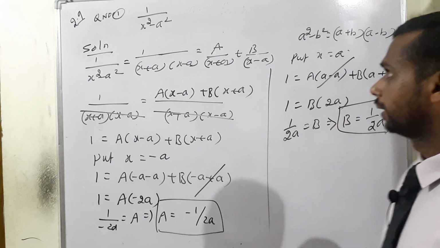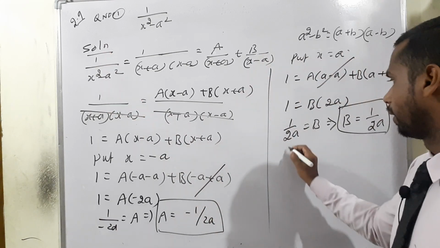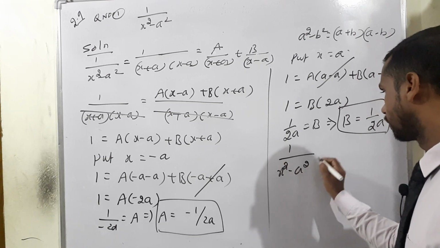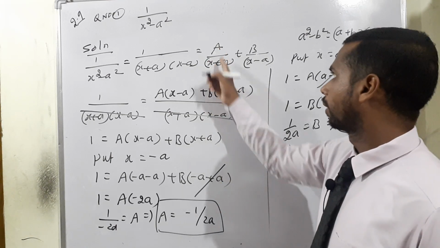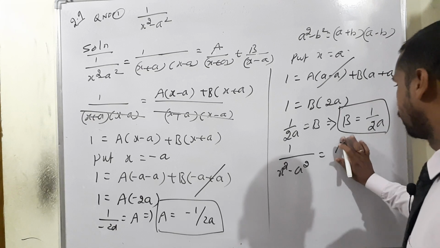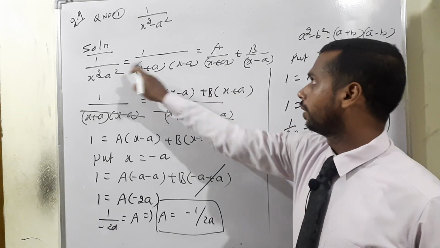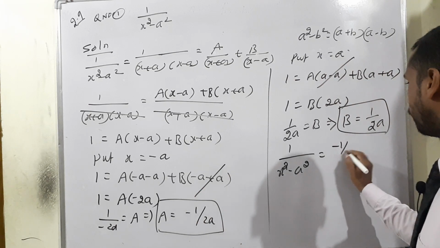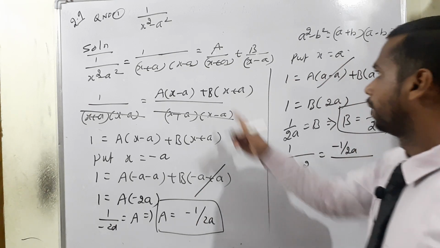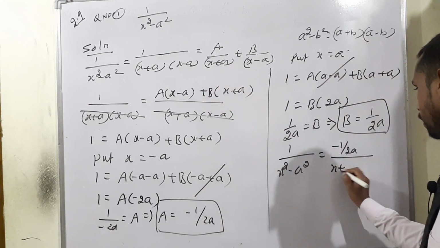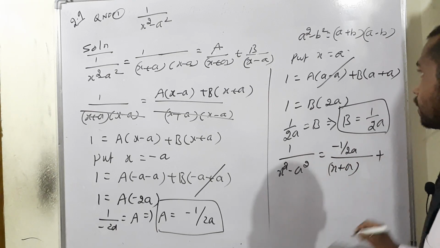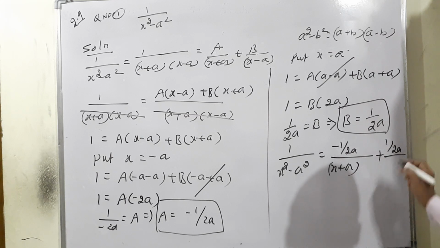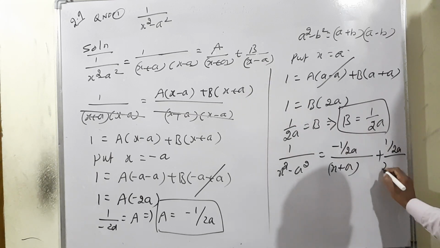The main condition, 1 by x square minus a square, is equal to the value we have considered, A. This time A is equal to what we found? Minus 1 by 2a. The whole term divided by x plus a. Then plus B. B is equal to positive 1 by 2a. The whole term divided by x minus a.